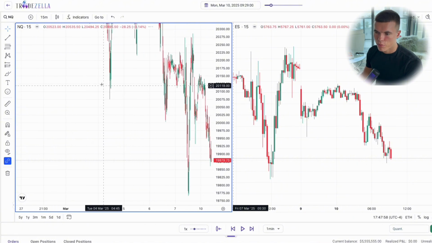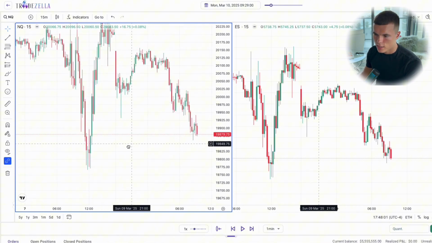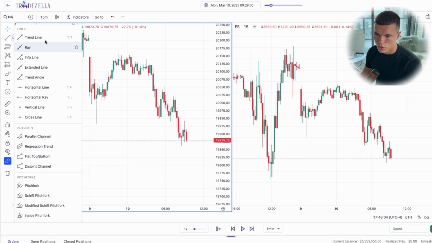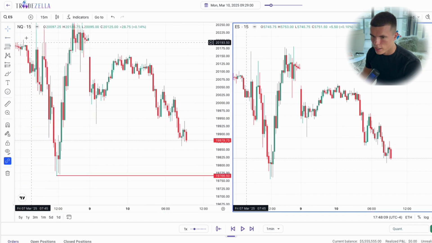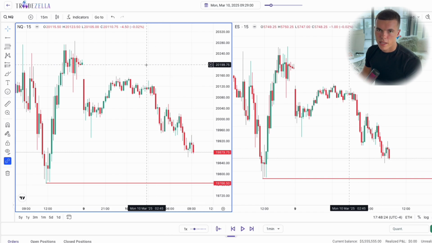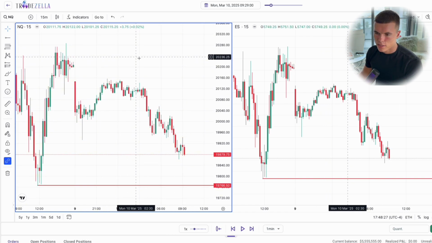As you can see from the previous week, this is actually the previous week low which was created. So you're going to want to mark out the previous week low on both NQ and ES, and then obviously between 8 p.m. and 2 a.m. this is your Asia session.